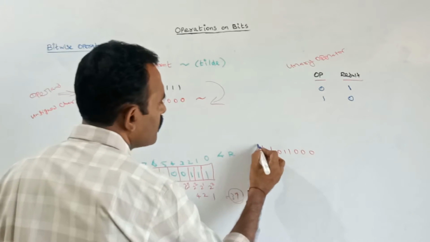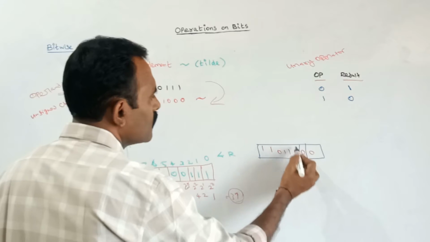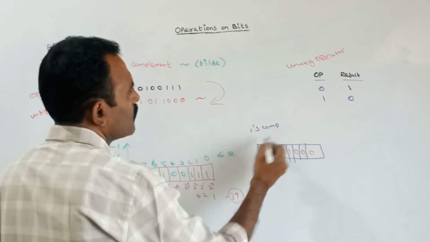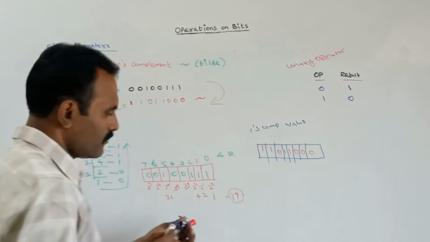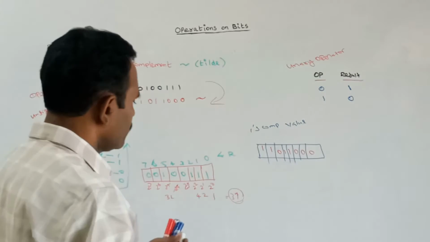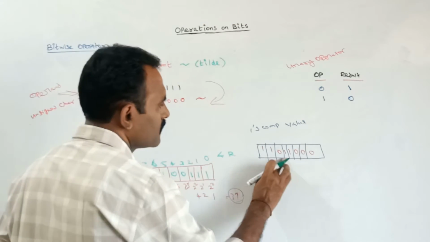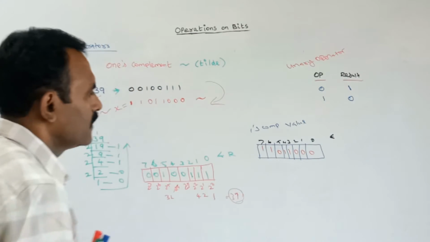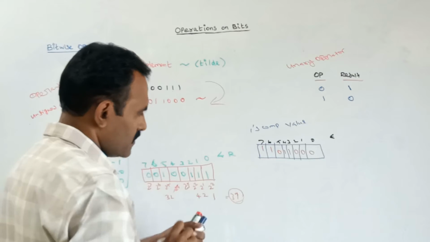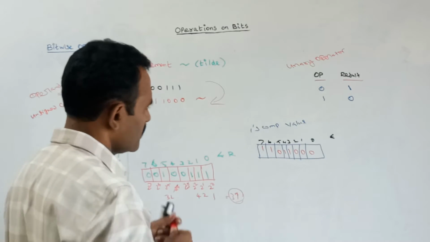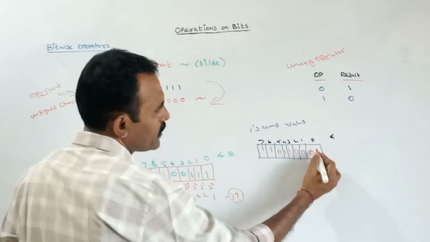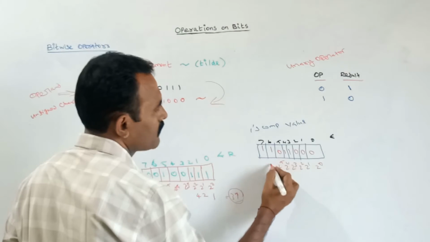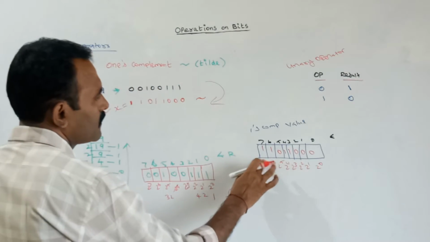This is the ones complement binary value. If you check, there are totally 8 bits, numbered 0 to 7. If you convert this, the result will be 0 into 2 to the power 0, then 2 to the power 1, up to 2 to the power 7.